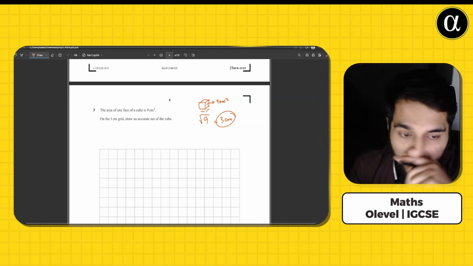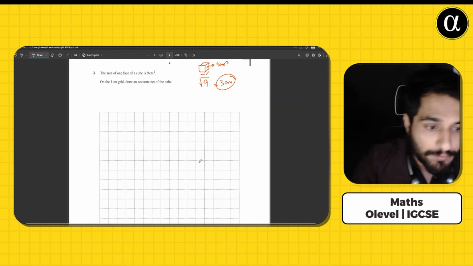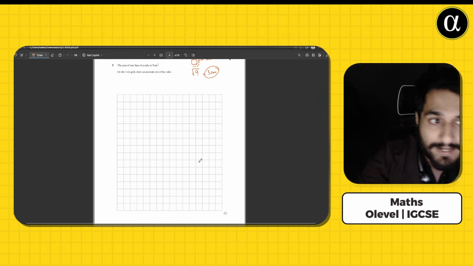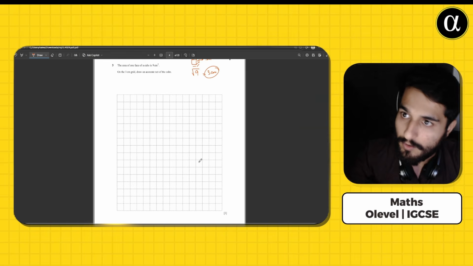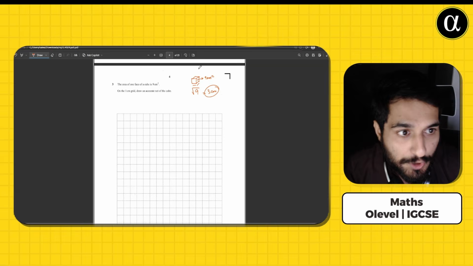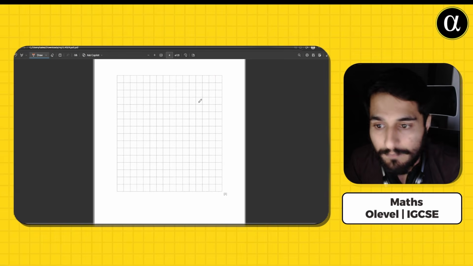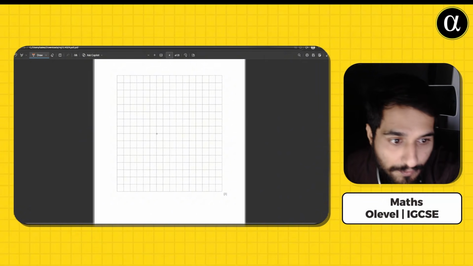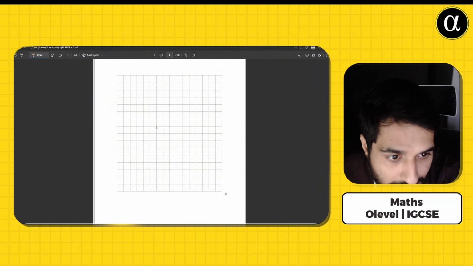Now, if you want to draw this, we need to understand what type of net we will get. A net is basically a shape. When you open this box, when you unwrap this cube, you will get a 2D shape, which is known as a net, right? So you're going to have a base, let's say a square base of 3 times 3, something like this.